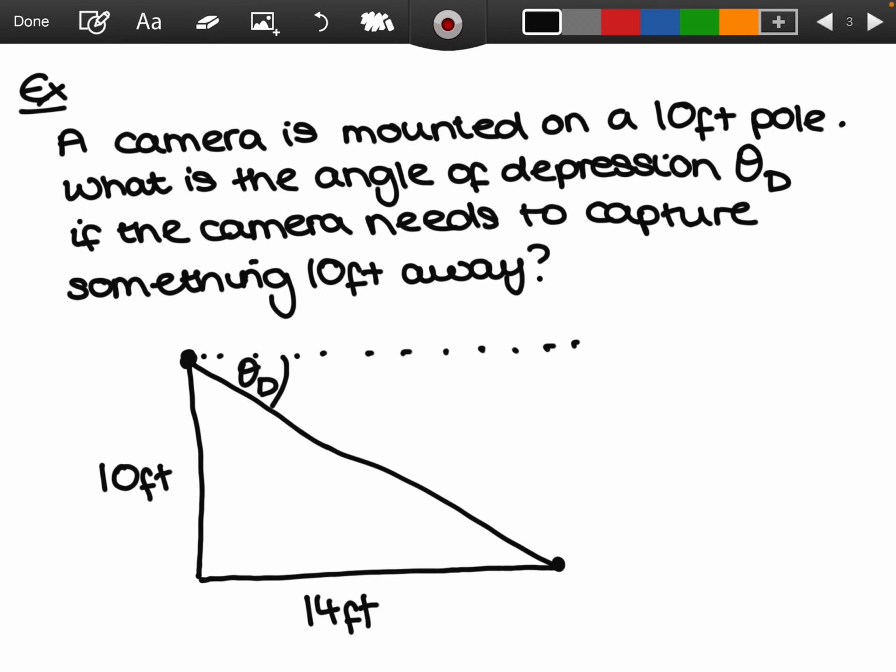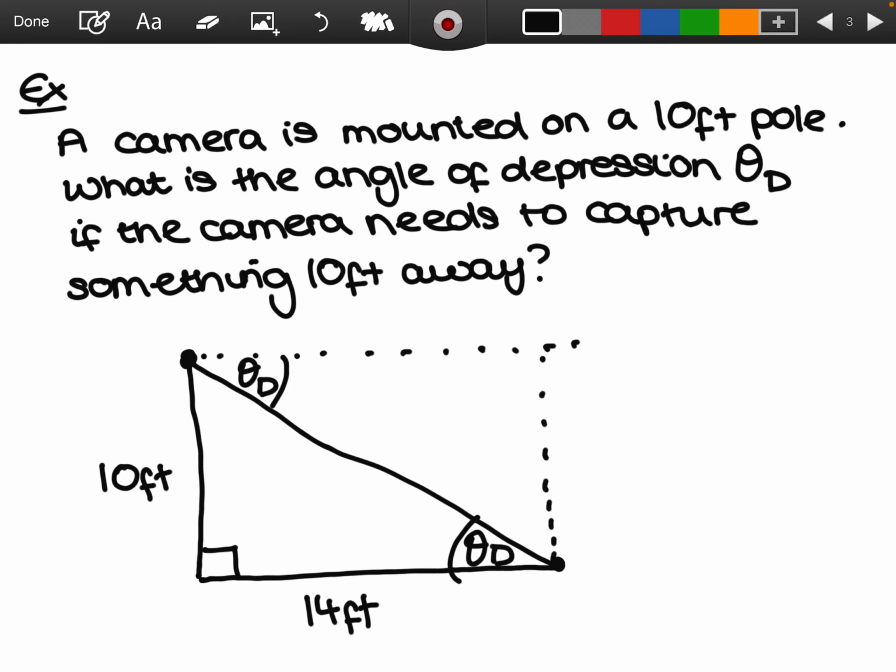Okay, so I've got a 10-foot pole. It's trying to capture something effectively that's on the floor 14 feet away. So I don't at the moment know what that hypotenuse is. I know I've got a right triangle here, and I know using my knowledge of angles that this angle here is also theta d.